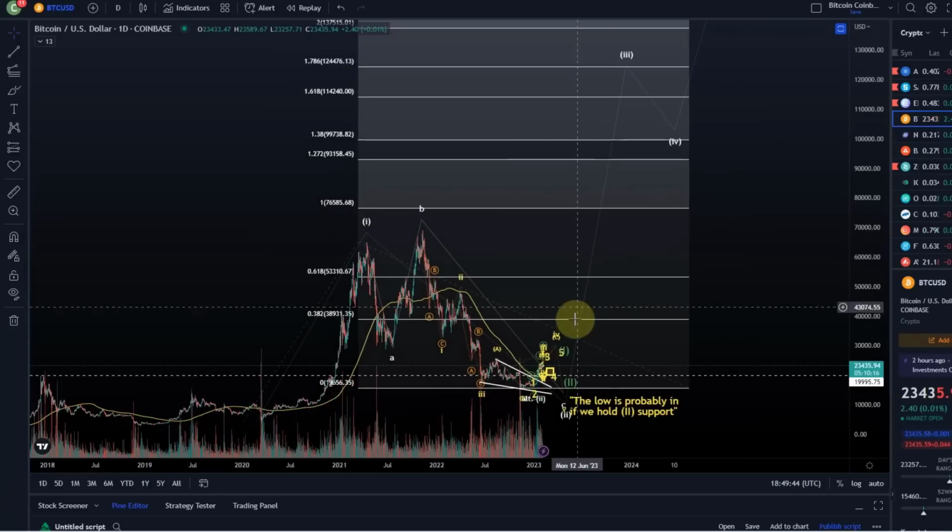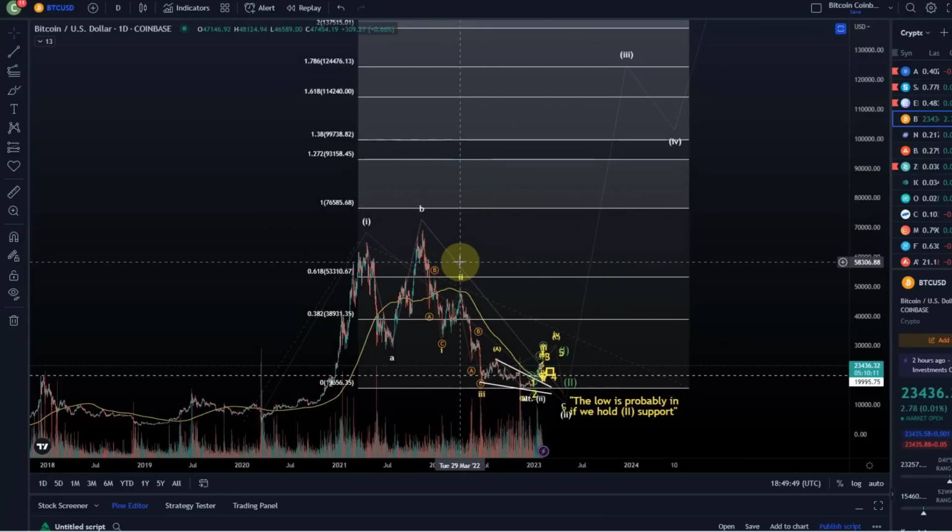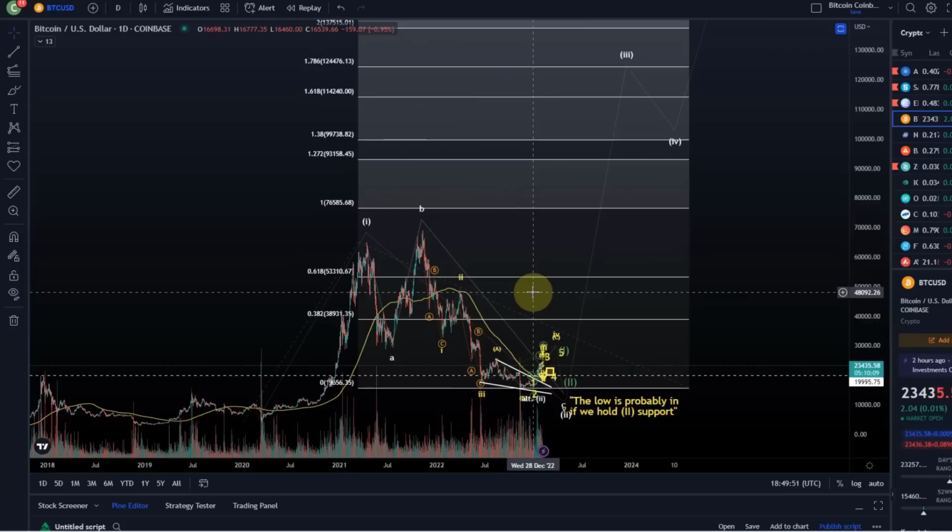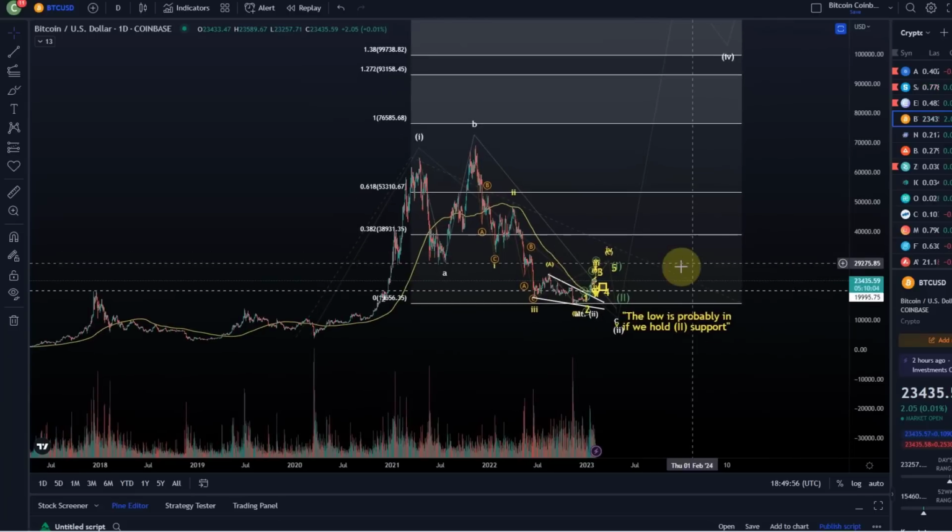So I do expect in the next bull run certainly 6 digits for Bitcoin, very, very clearly. If we don't get there, I wouldn't even call it really a bull run. So it will be highly, highly interesting.